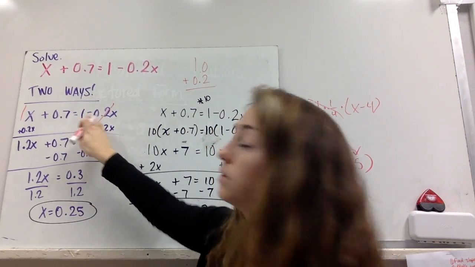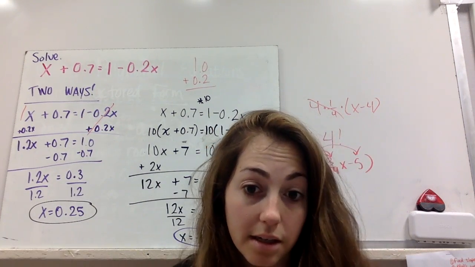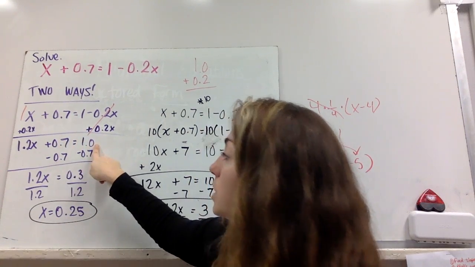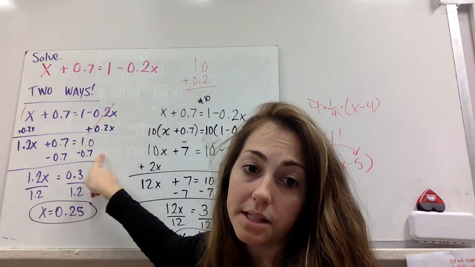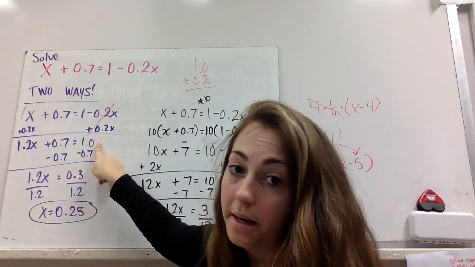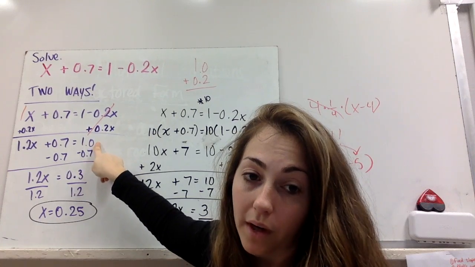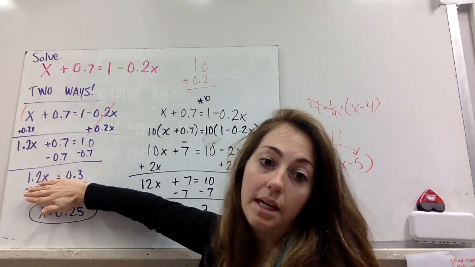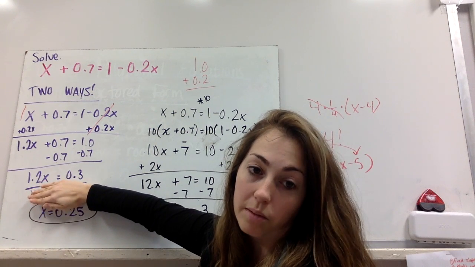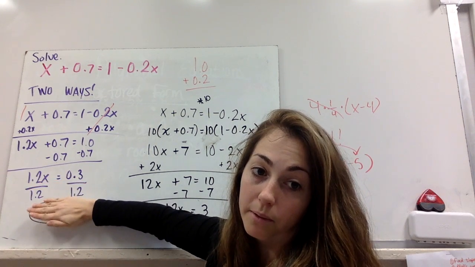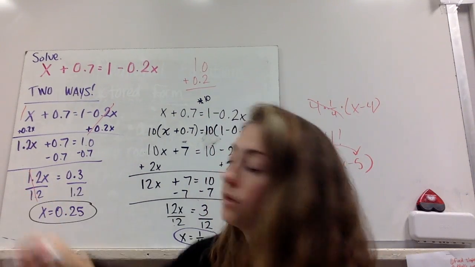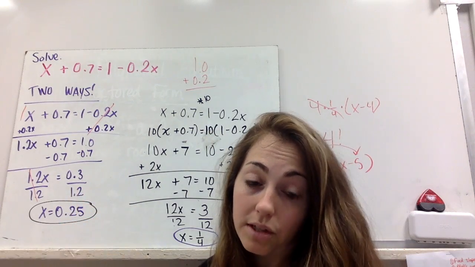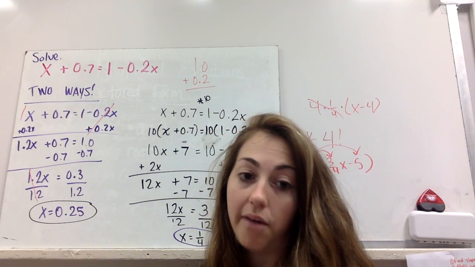And these will cancel because 0.2x, a negative and a positive, are 0, and you're left with just that number there, which is 1. Now, I subtract 0.7 from both sides, and 1 minus 0.7 is like 1.0 minus 0.7, which is 0.3. So then I'm left with here, 1.2x equals 0.3. Divide both sides by 1.2. Those will turn into 1, and 1x is x. And 0.3 divided by 1.2 is 0.25.